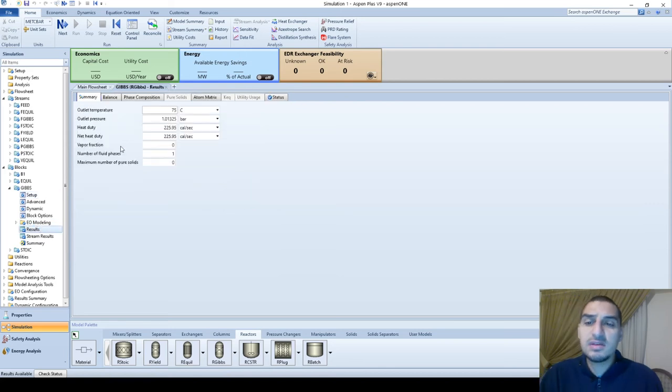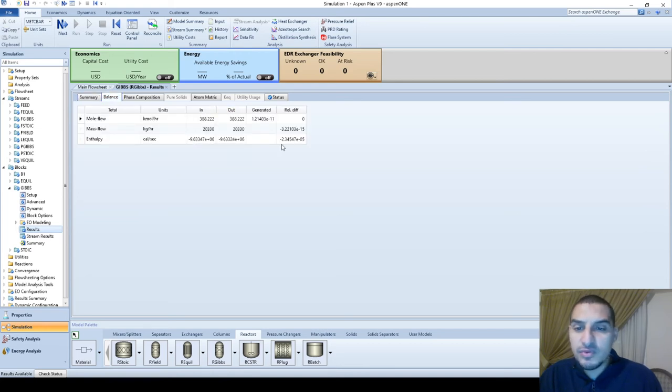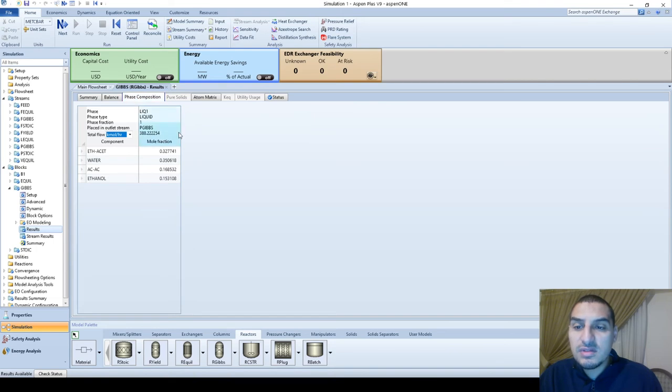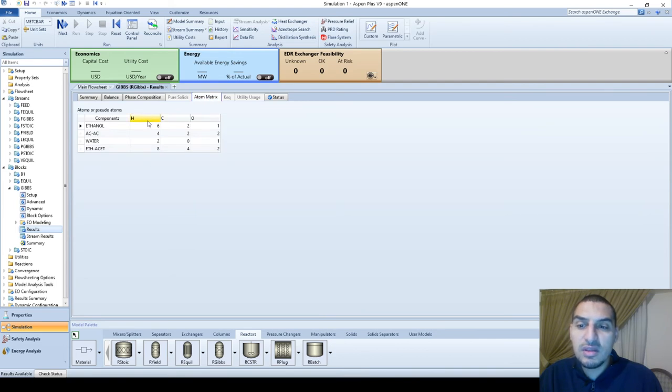For the results, you can see that you have here some duties. It wasn't there before. Number of phases is going to be 1. The balance is the same, number of moles and the masses. And the phase composition, this is the output phases that you're going to get. And for the atom matrix, it's going to give you the number of atoms of hydrogen in each one of them, and the carbon and the oxygen.